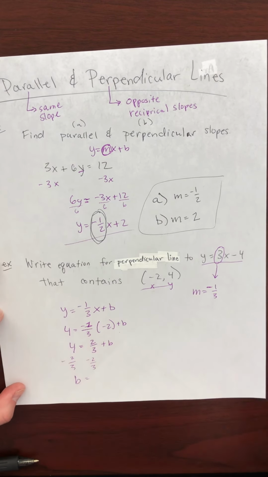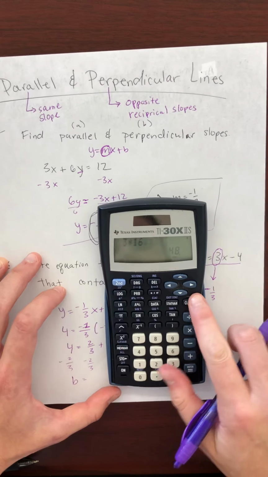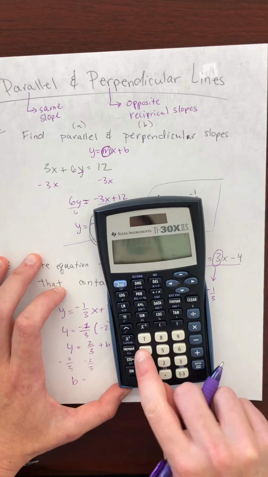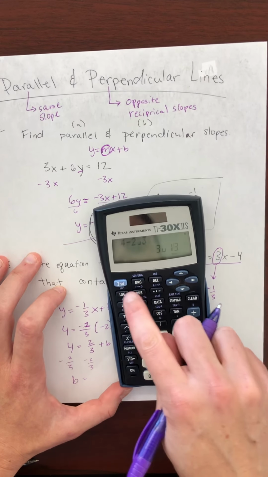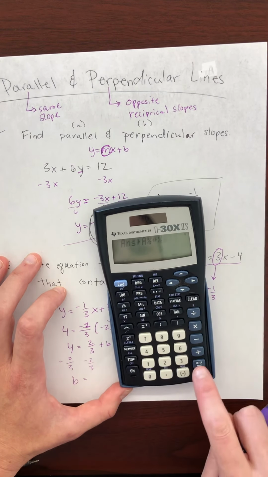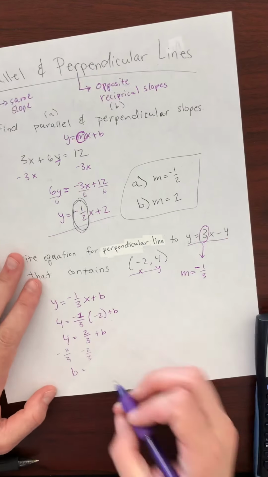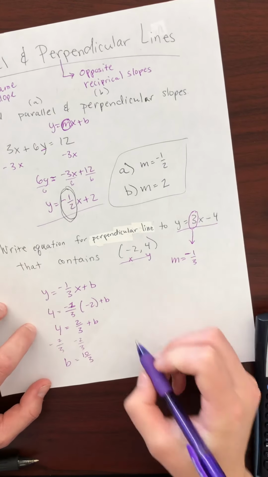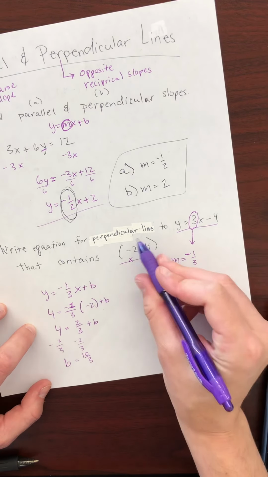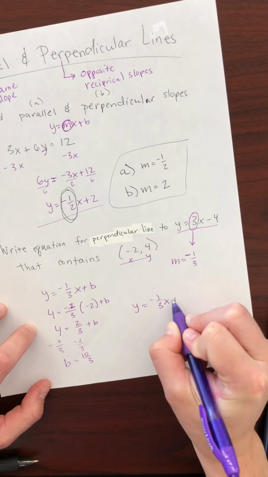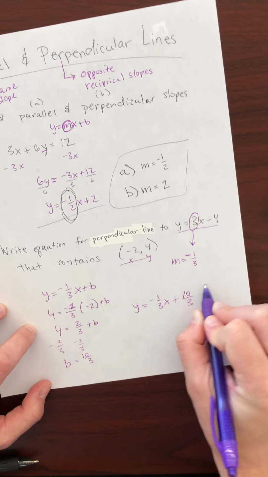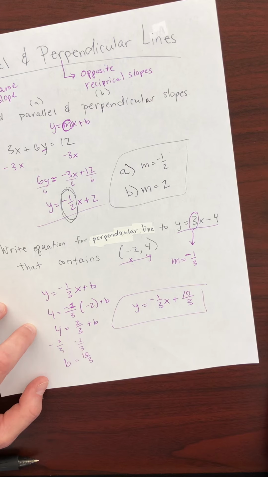I don't know about you, but I'm not dealing with that fraction. If you don't already, you're going to see me use the fraction button. 4 minus 2 fraction 3. I get a mixed number. Second, go to improper, 10 over 3. So my equation for a perpendicular to this with that point would be y equals my slope plus my new y-intercept. Cha-ching. The biggest mistake students make is they use this negative 4. Do not use the negative 4.